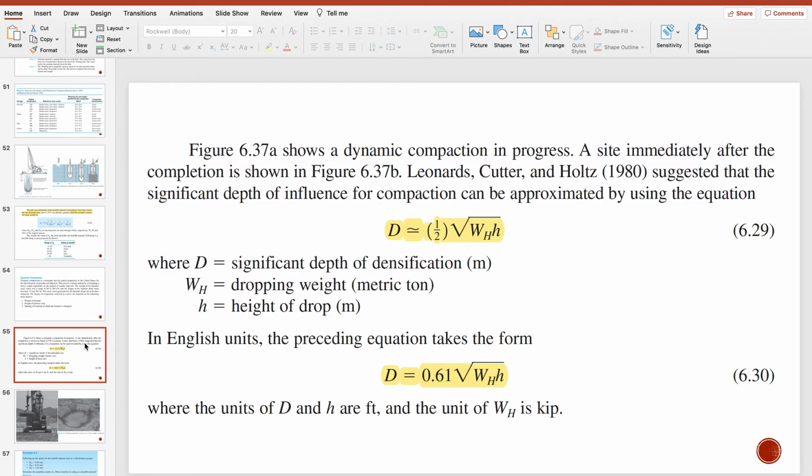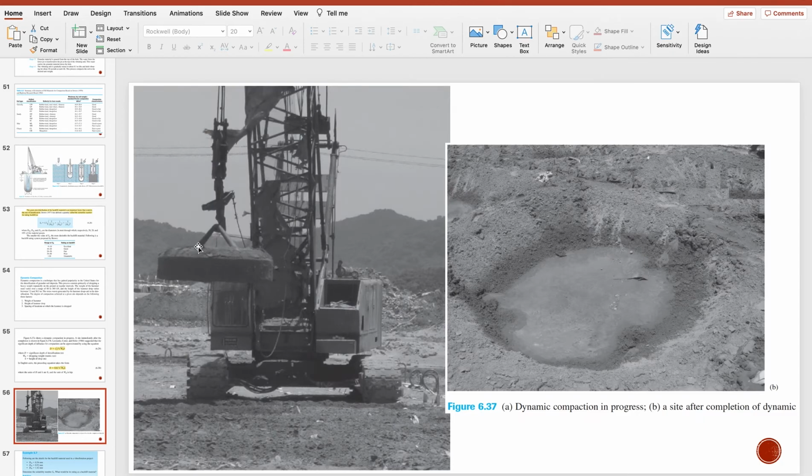So, the significant depth of densification is equivalent more or less to 1/2 times the square root of W sub H times H. So W sub H is the dropping weight, sorry, and H is the dropping height. So in English, it is 0.61 times the square root of W sub H times H. Okay? So ito yung ating WH and the height is our H. Okay?